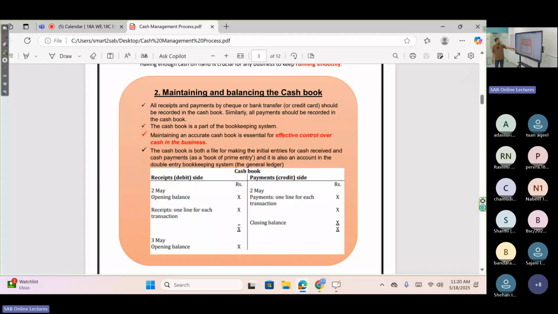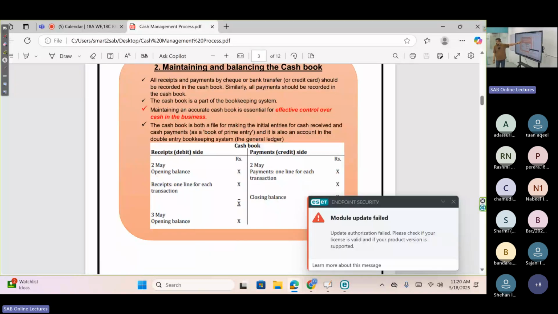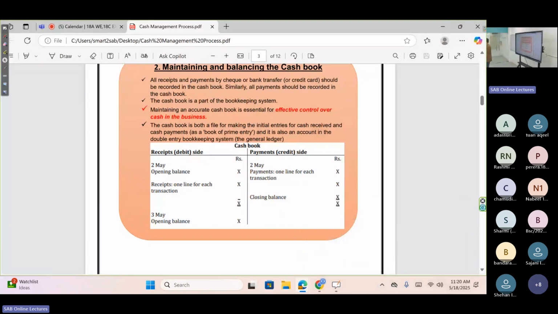The cash book is part of the bookkeeping system. Maintaining an accurate cash book is essential. Note this point: maintaining an accurate cash book is essential for effective control over cash in the business. Maintaining the cash book is the most important thing. That's why I told you that in the cash management process, the recording part is the first thing. First, you have to record, and only then should you do the rest of the things.